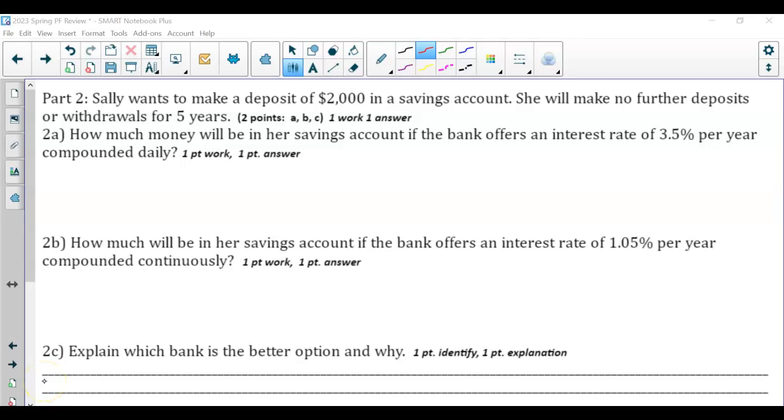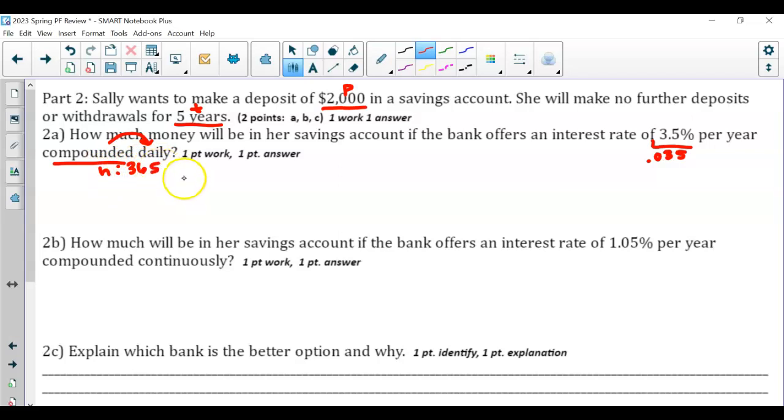And so now in part 2, we are using this situation to answer all 3 parts, where Sally's making a deposit of $2,000. So this is my principal, and making no further deposits or withdrawals for 5 years. So 5 is our t. Now, how much money will be in the account with an interest rate of 3.5% or 0.035 per year, compounded how often? Daily. So that means we have n, which is 365.